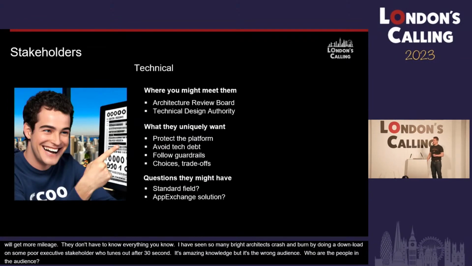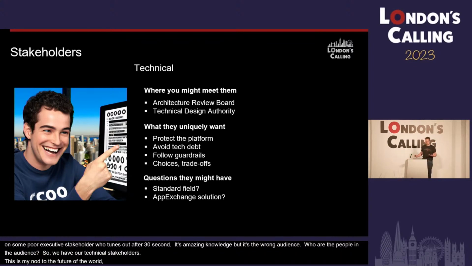So, we have our technical stakeholders. And this is my nod to the future of the world. These are all AI-generated images, because it's much easier than trying to find an image. Just get it to generate one. So with your technical audience, where are you going to meet them?